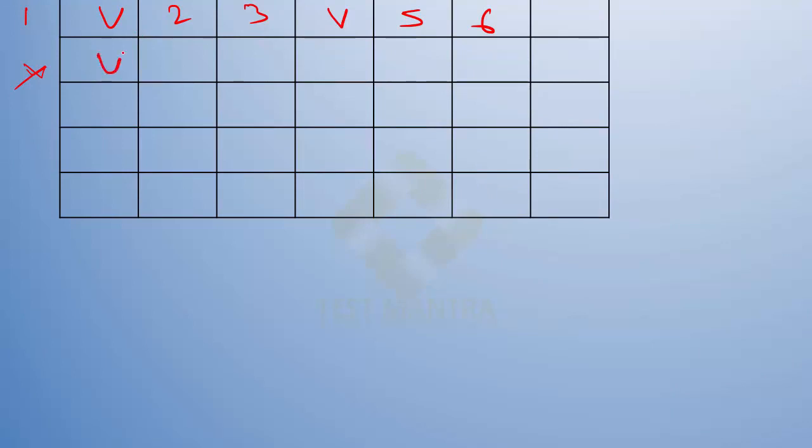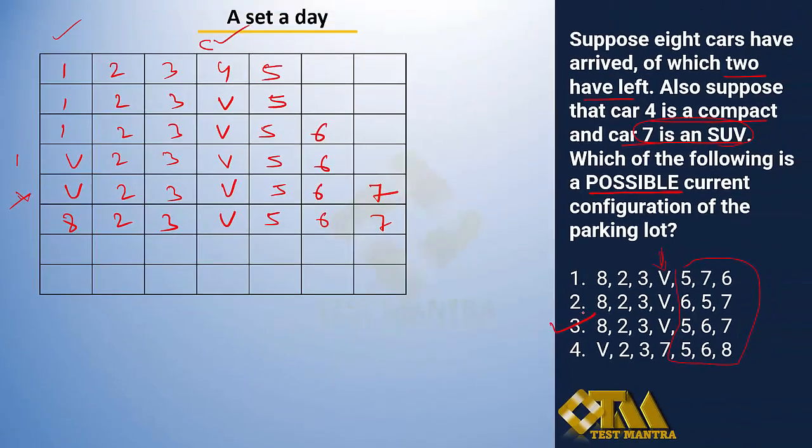So I'll continue with this. According to this, it's vacant, 2, 3, vacant, 5, 6, and 7 will be the value. Now I'll insert car number 8, and they're talking about the possibility. If I go through the options, I can identify car number 8 is a compact car, so it should be at this place: 8, 2, 3, V, 5, 6, 7. That means this arrangement is possible. So the answer should be the third option.